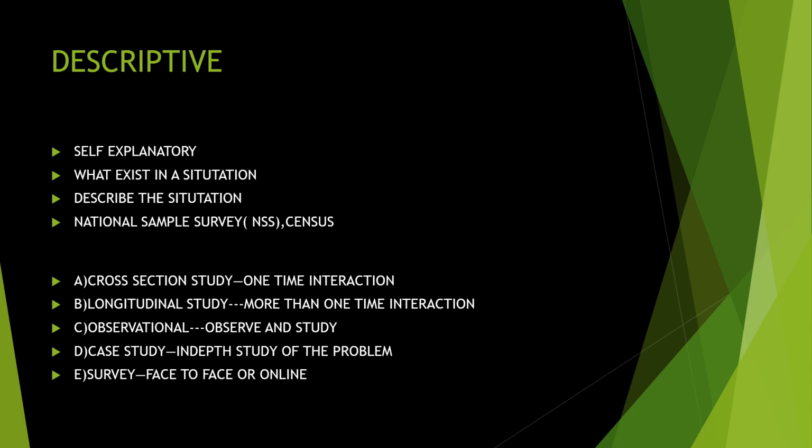Okay, other examples of descriptive types of research are given below. You must know that ex post facto comes under the descriptive type, and another is the cross-section study. What is a cross-section study? It is a one-time interaction. Cross-section study means you find a land area, a field.